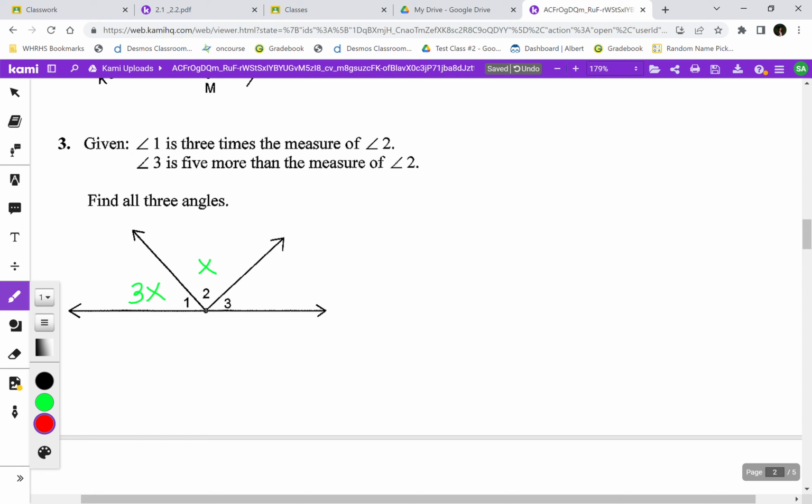But now it's going a step further. Now it's saying angle 3 is 5 more than angle 2. Well, angle 2 is still x. How am I going to represent 5 more than angle 2? You got it, x plus 5.